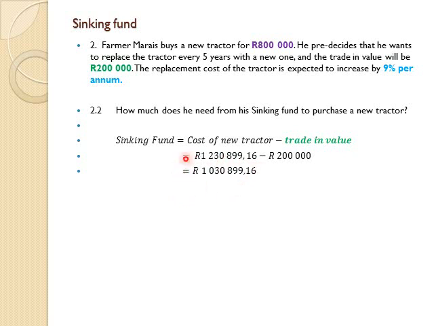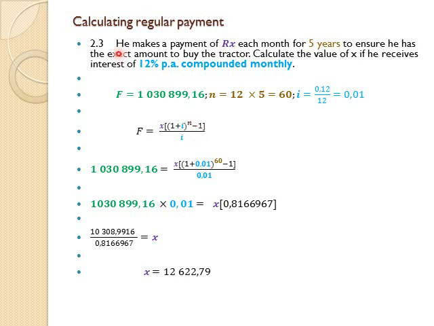So now businesses set up funds so that they are able to buy this using a future value annuity. Right, now he makes a payment of X rand each month for 5 years to ensure he has the exact amount to buy the tractor. Calculate the value of X if he receives interest of 12% per annum, compounded monthly.